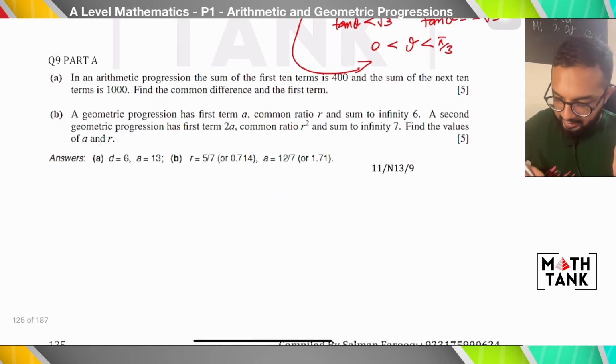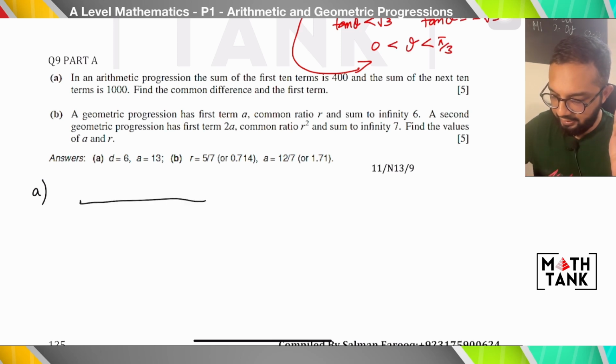Then the next question says, in an arithmetic progression, the sum of the first 10 terms is 400 and the sum of the next 10 terms is 1000. Okay, so the sum of the first 10 terms is 400, and the next 10 is 1000.